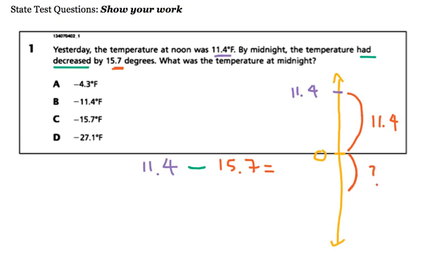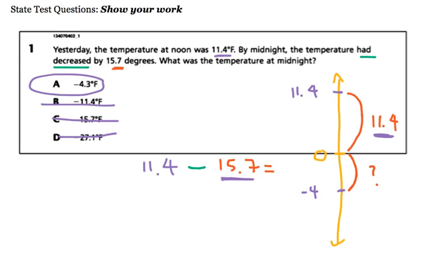But take a look at our choices, right? I know that we're going down a total of this many, and we've already gone down this much, so we only have about 4 more degrees to go down, which means that this is probably going to be close to negative 4. All of these answer choices then have to be wrong. The only one that makes sense here is this one.